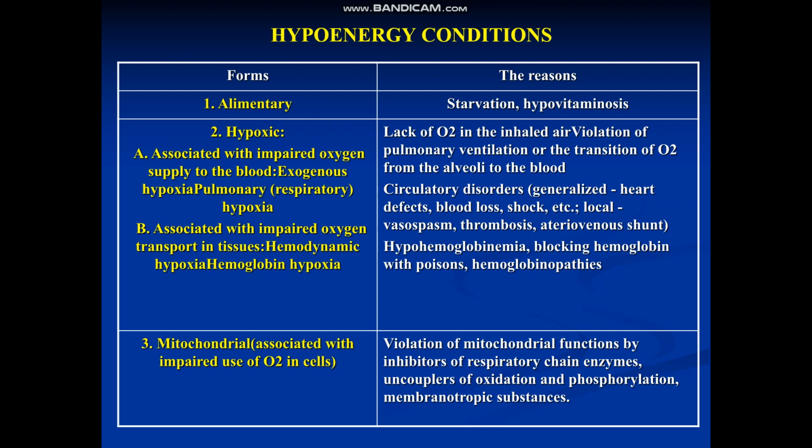Hypoenergetic conditions: alimentary, starvation, hypovitaminosis. Hypoxic conditions are associated with impaired oxygen supply to the blood. Exogenous hypoxia: pulmonary, respiratory hypoxia, associated with impaired oxygen transport in tissues. Hemodynamic hypoxia, hemoglobin hypoxia, and mitochondrial hypoxia, associated with impaired use of oxygen in cells.